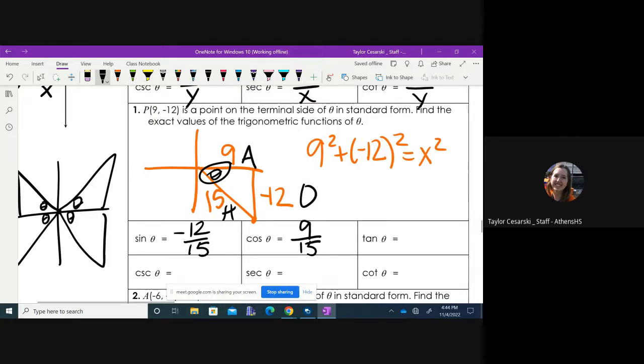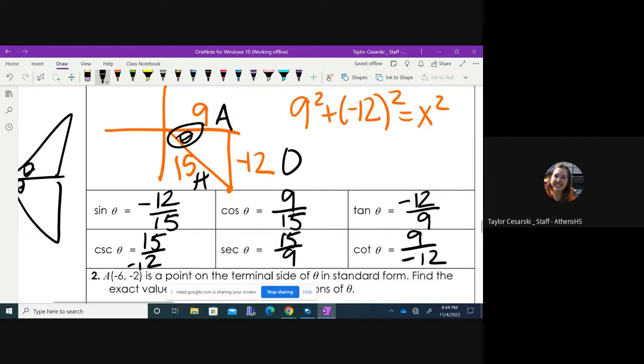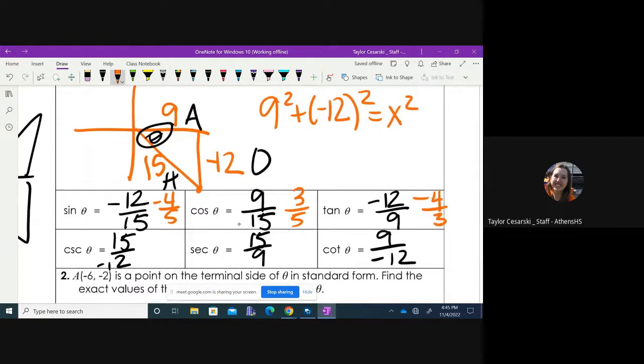All right, tangent of theta, opposite over adjacent. And I'll go back and simplify these in a second. And then cotangent is 9 over negative 12. All right, so if I divide top and bottom by 3, I get negative 4/5. I get 3/5. I get negative 4/3, negative 3/4, 5/3, and negative 5/4.